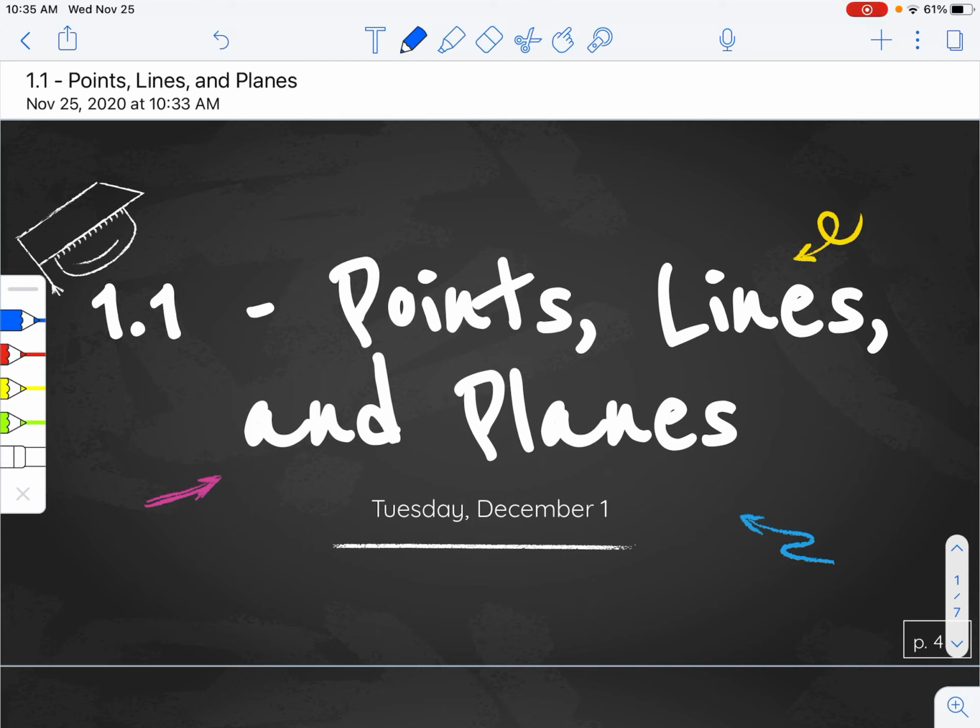Today we'll be starting on lesson 1.1, and that is on page 4 in your textbook. And that lesson is called Points, Lines, and Planes. Again, this lesson is on page 4, so if you want to pull your textbook up and split your screen so you're watching the video and following along in your book, then go ahead and do that. If not, no big deal.